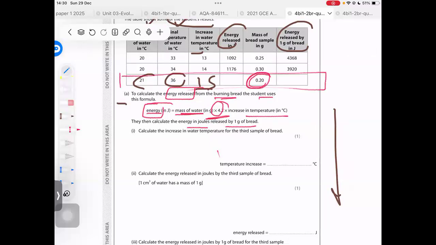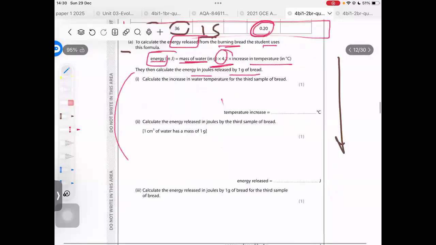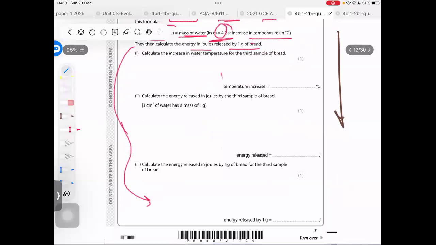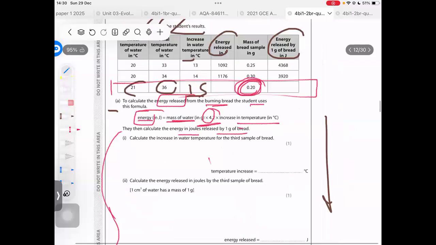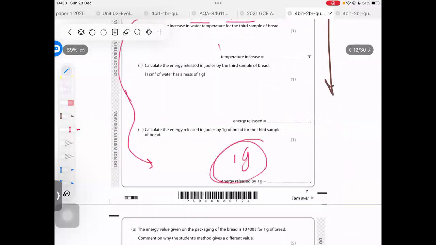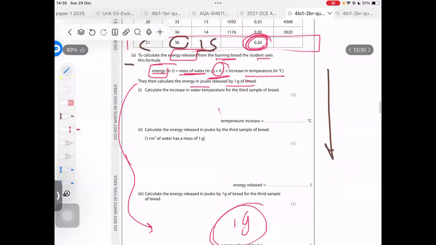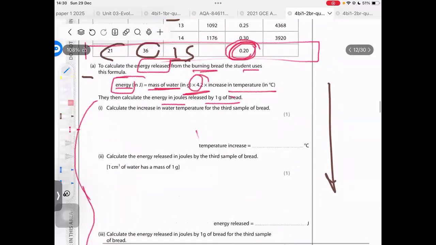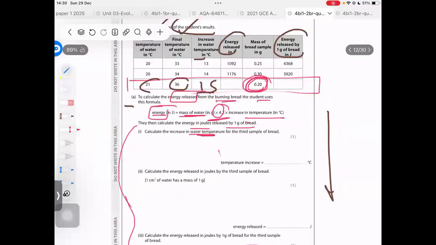This is the sample of bread that they have taken in the third experiment, right? 0.20 grams. Then using that later, we are going to find out what is the energy released by 1 gram of bread. First of all, we have to find what is the energy released by 0.2 grams. Then using the ratio method or some method, we can find out what is the energy released by 1 gram, right? So you can see they are initially asking us to calculate the increase in temperature for the third sample of the bread.